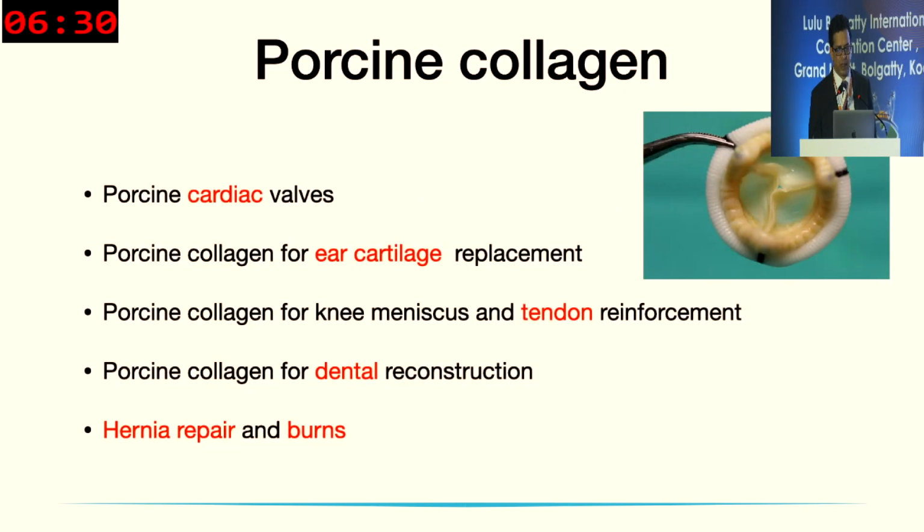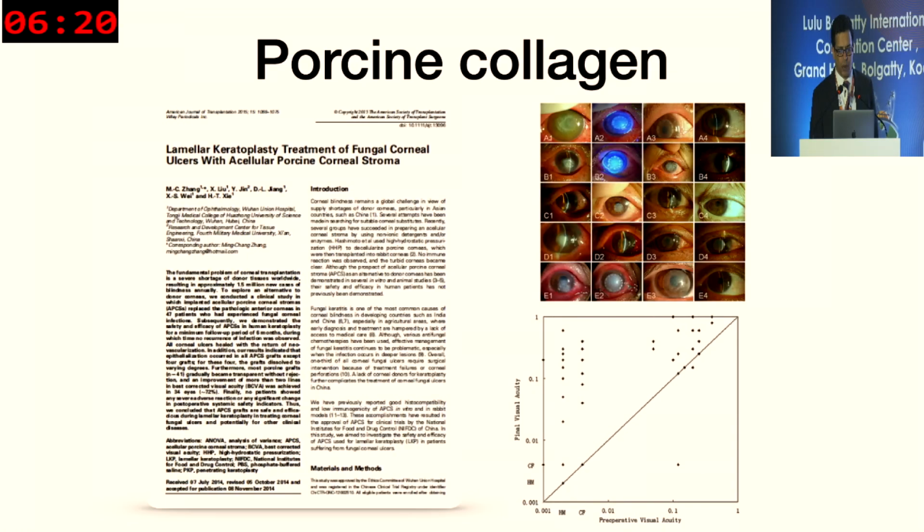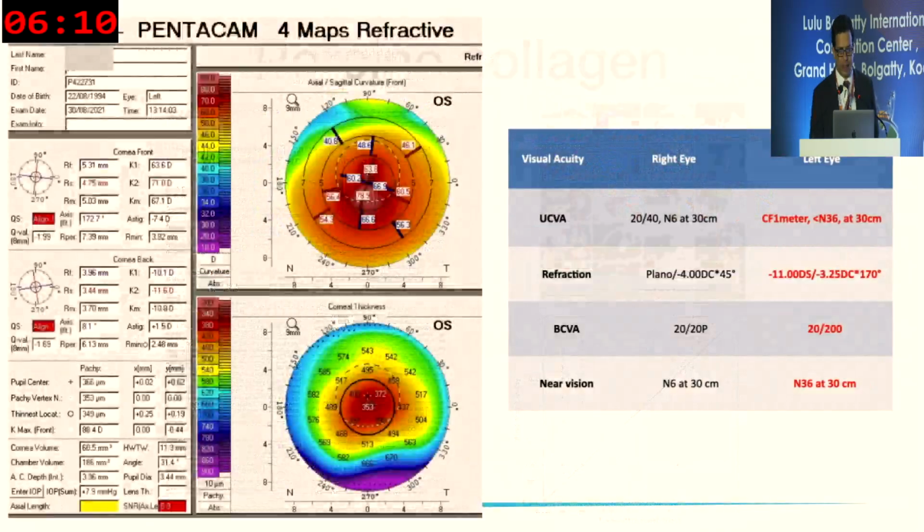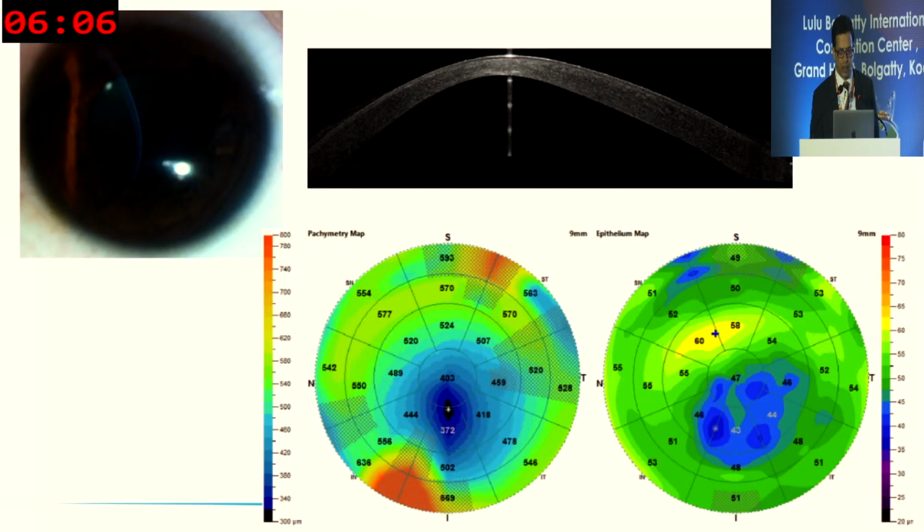And after this, we also looked at literature about the use of porcine decellularized material in medical science, and it has been used in several areas in human medicine as well. We also looked at evidence of lamellar keratoplasty being done using acellular porcine collagen stroma, and they seem to have relatively good success as well. So, utilizing this prior knowledge, what we did for this patient was we tried to create a stromal flap.